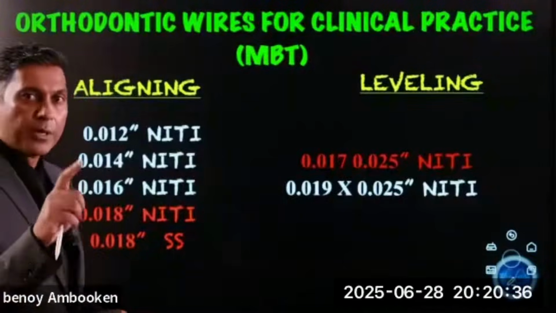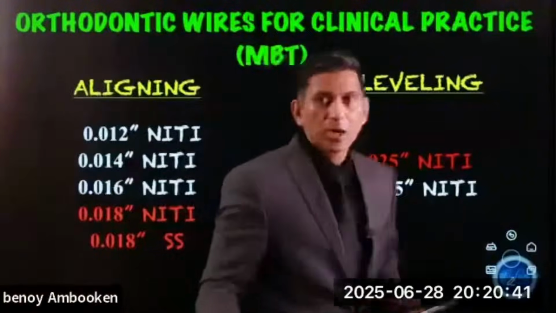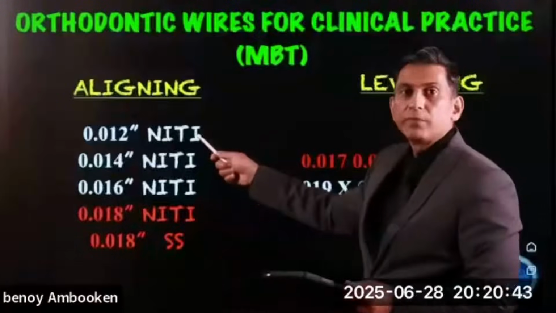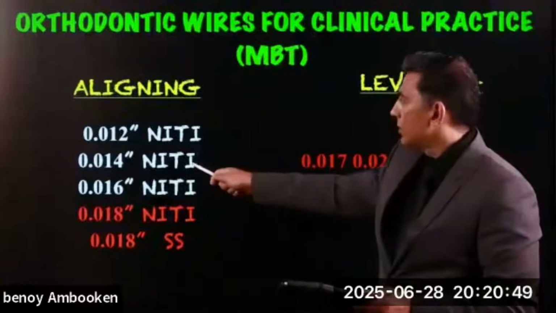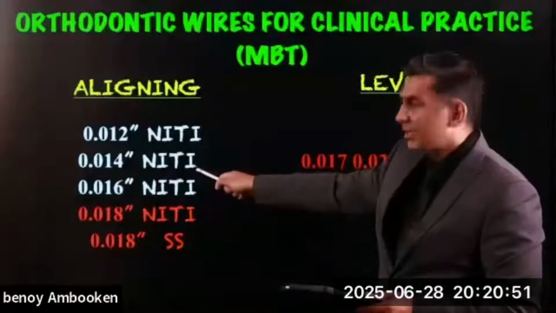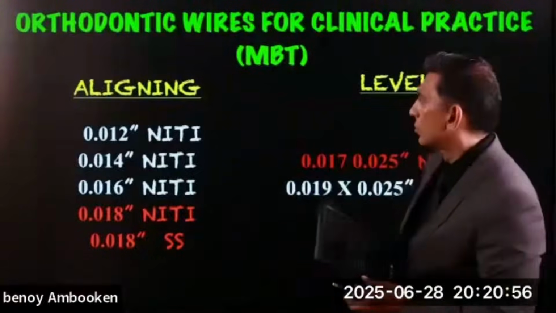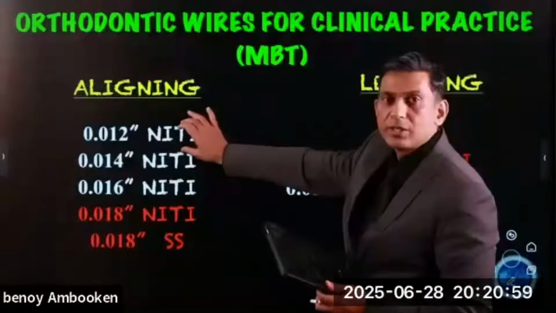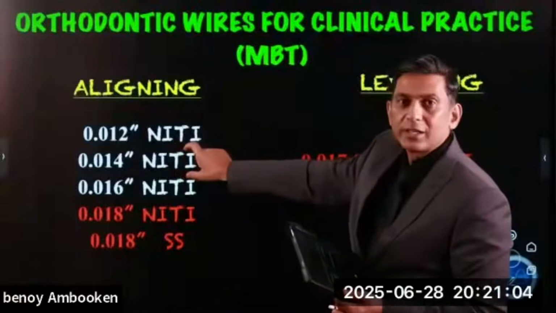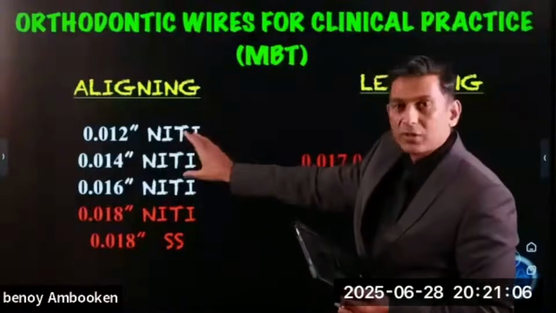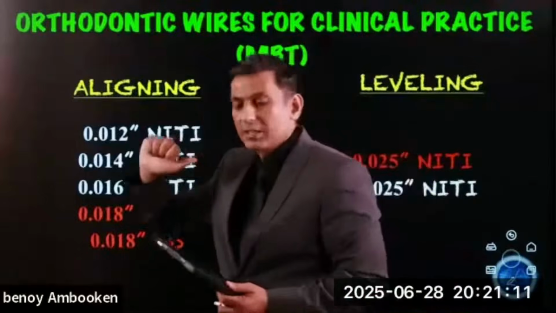So do remember, next time when you get a case having severe crowding, your case should start with .012 nickel titanium wire. So your round nickel titanium wire is the first aligning wire. Your second aligning wire is .014 nickel titanium, and your third aligning wire is .016 nickel titanium wire. So .012 nickel titanium is your first aligning wire in a severe crowding case. .014 nickel titanium is your first aligning wire in a mild crowding case. But if you don't have any crowding, still you have to start with your .016 nickel titanium wire.